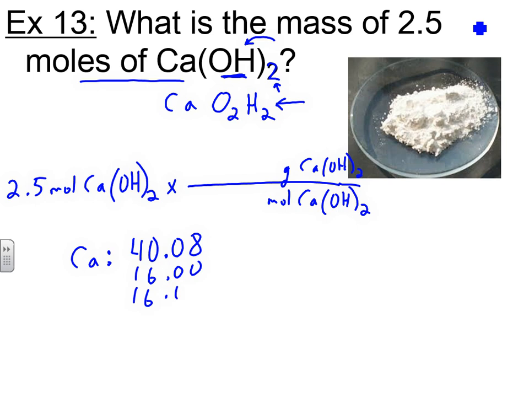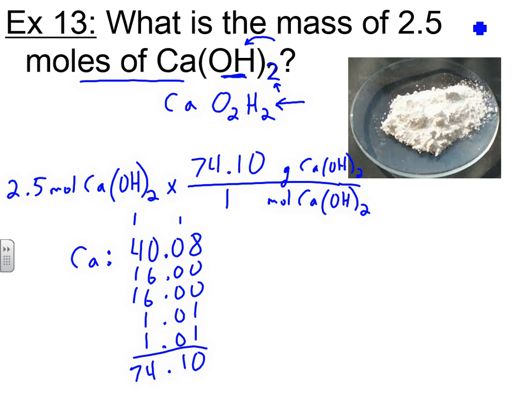So total that up. 8 plus 2 is 10, plus 1 more, that's a 1. We got 14, and 5, 6, 7, so 74.10. So 74.10 grams of calcium hydroxide in 1 mole of calcium hydroxide. And simply multiply 2.5 by 74.10, and the whole thing says 185.25. Remember, you'll go by the number of starting significant figures, so with 2 significant figures we simply round this up to 190 grams of calcium hydroxide.